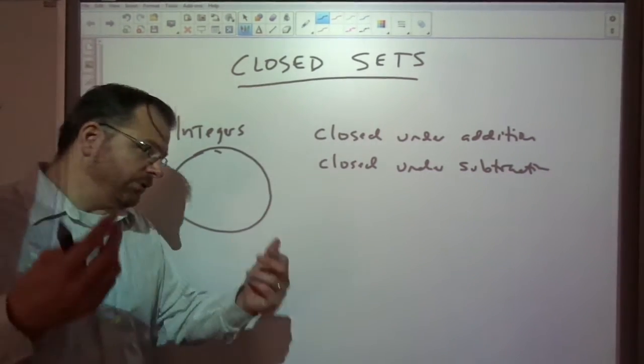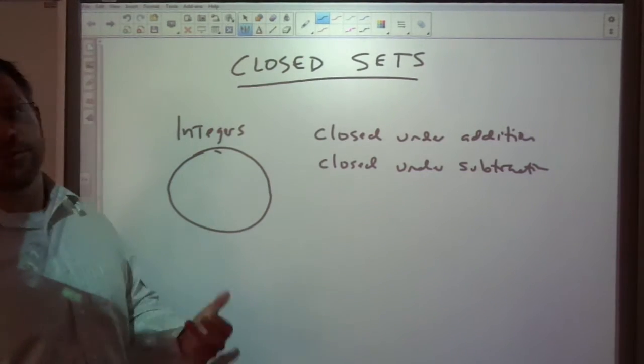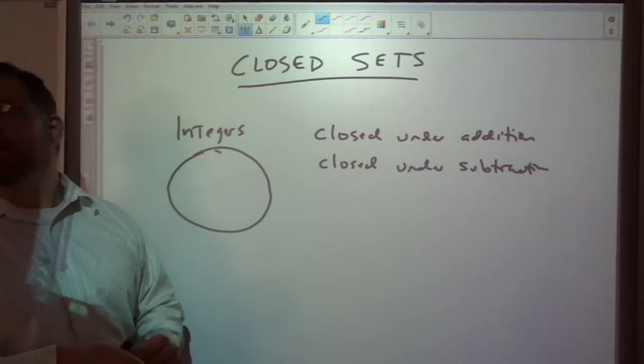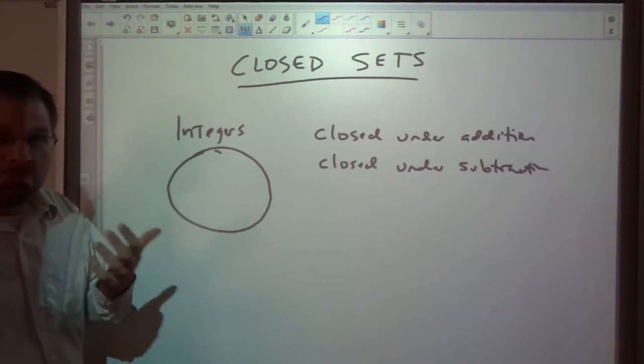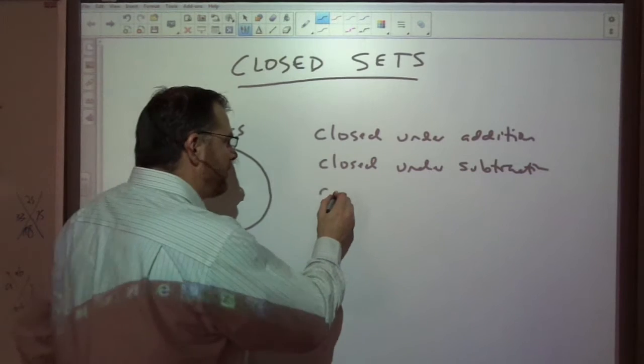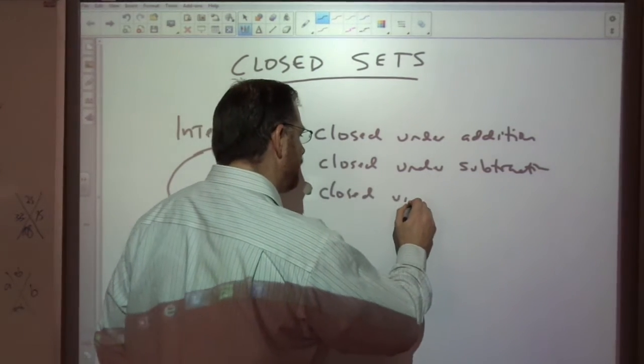Multiplication. If I take two numbers, 2 times 3, that's 6. It's in there. 3 times 5, that's 15. That's in there. Is there anything you can think of that we could multiply that wouldn't be in there? I can't think of anything. It's closed under multiplication.